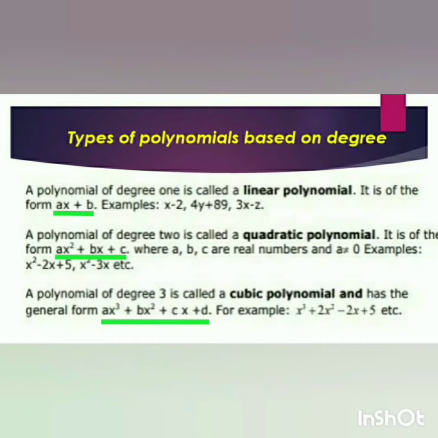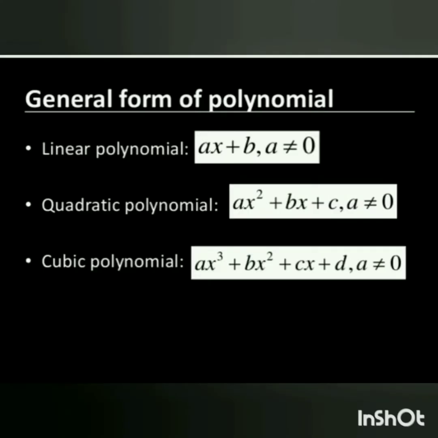So the very first one is linear polynomial, a polynomial with degree 1, and its standard form is ax plus b, where a is not equal to 0. Second is quadratic polynomial, degree 2, and its standard form is ax square plus bx plus c. Third is cubic polynomial, degree 3, and its standard form is ax cube plus bx square plus cx plus d, where a, b, c, d are real numbers and a is not equal to 0. So students, you have to remember all these general forms of linear, quadratic, and cubic polynomials. It will help you a lot while doing questions.